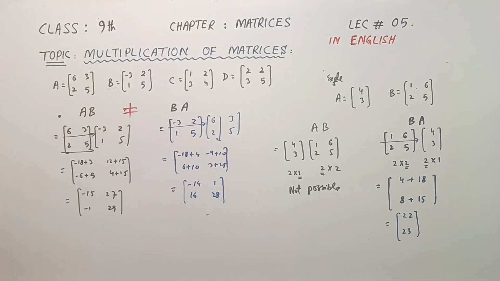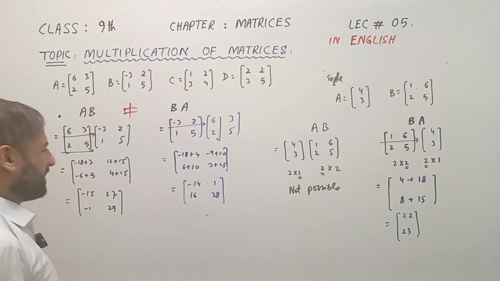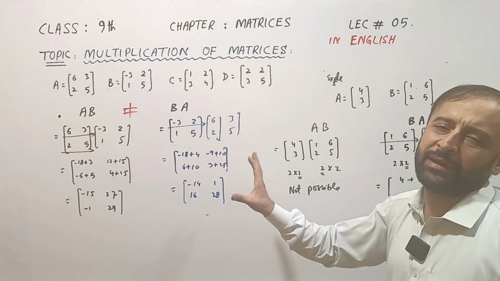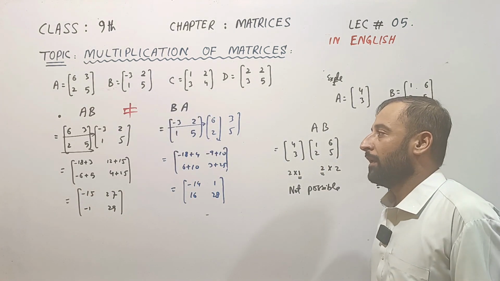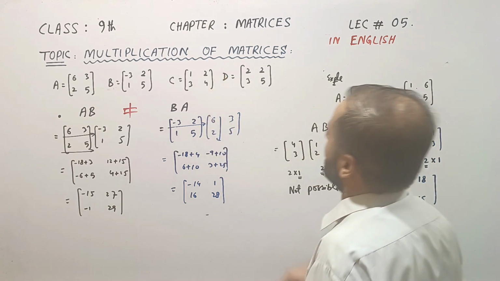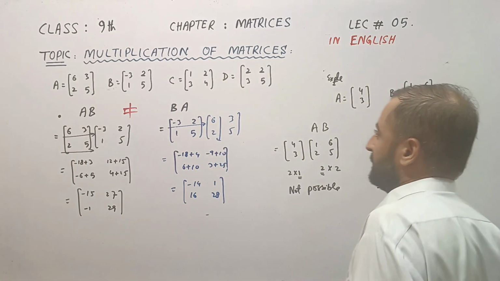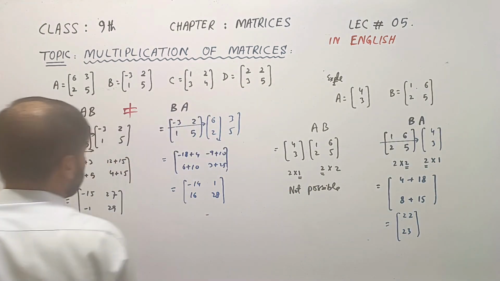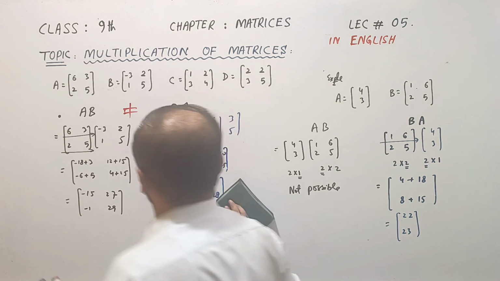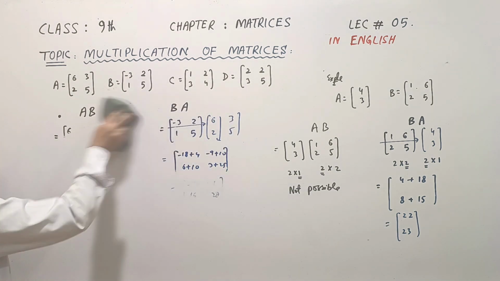6, 3, 2, 5, minus 3, 2, 1, 5. This slide may have missing items or mistakes, please fix them. But AB and BA will not be equal in the majority of cases. Now if we take C and D, students, CD and DC will be equal. So you see, in rare cases, it will be like this.